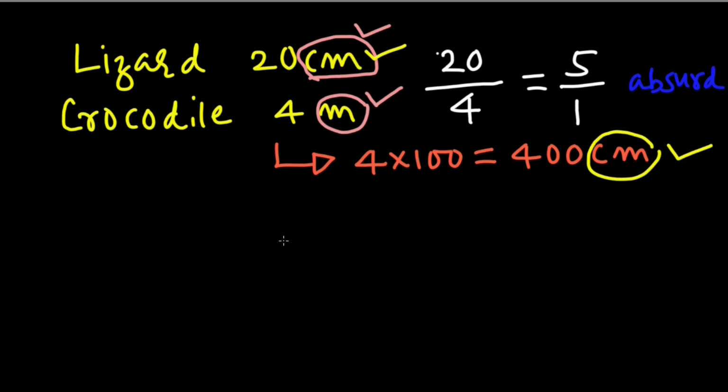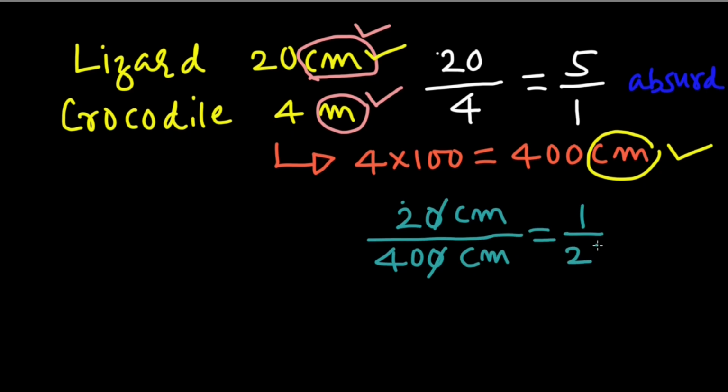Now we can take the ratio of length of lizard to the length of crocodile. So we write length of lizard 20 centimeters by length of crocodile 400 centimeters, that gives us 1 by 20, which means that the crocodile is 20 times bigger than the lizard, or the lizard is 20 times smaller than the crocodile. So the important thing here to note is whenever we take the ratio of two quantities, they should be in the same units of measurement.